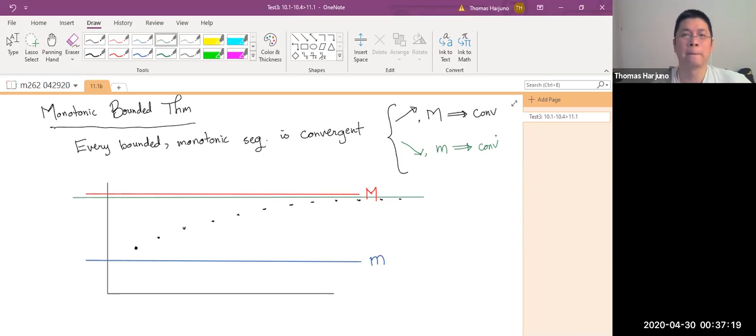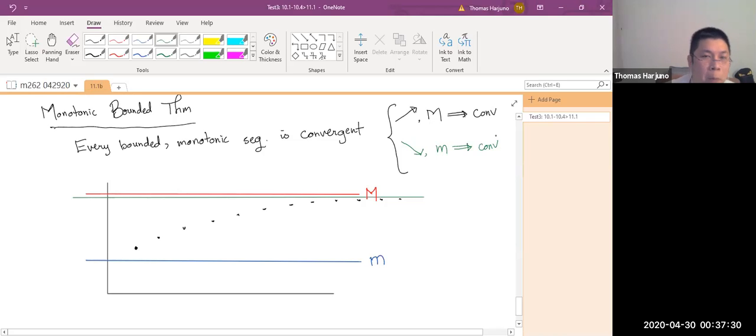Can you follow me? So we actually don't need that to be bounded above and below. What we need is bounded above as long as it is increasing, and bounded below as long as it is decreasing, either one of them.